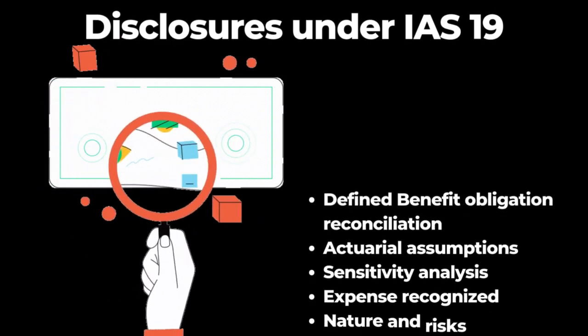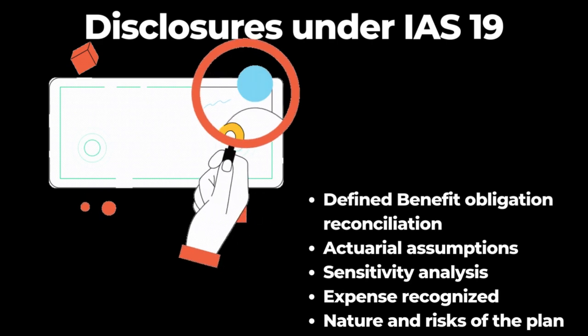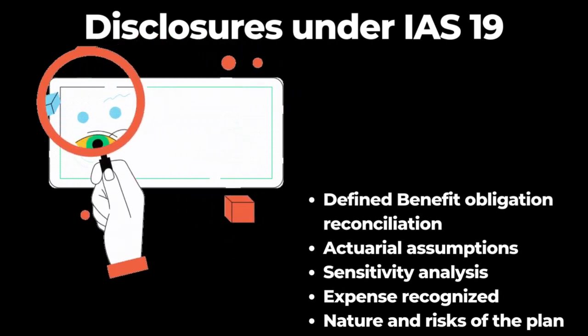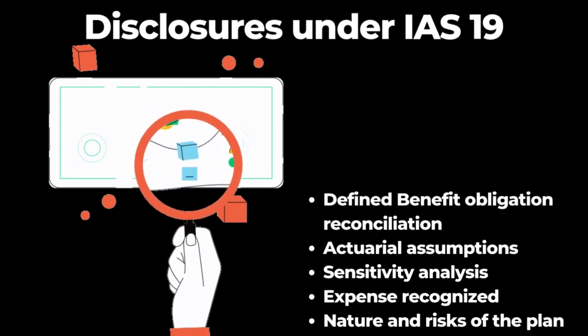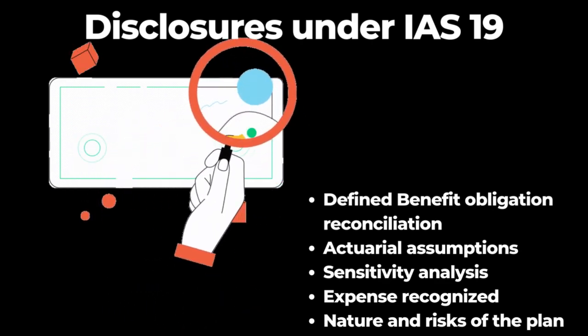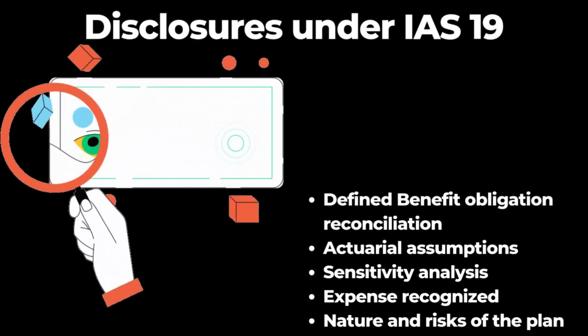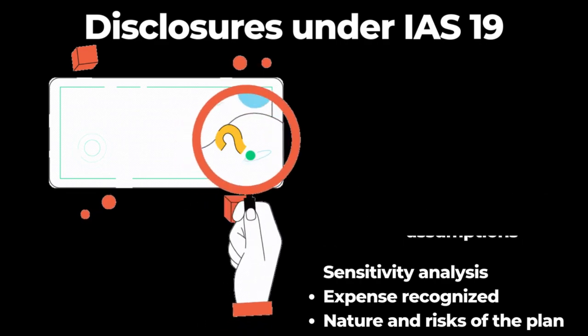Disclosures are extensive. Entities must provide reconciliations of obligations and plan assets, actuarial assumptions, sensitivity analyses, and risks associated with the plan. This promotes transparency for users of financial statements.